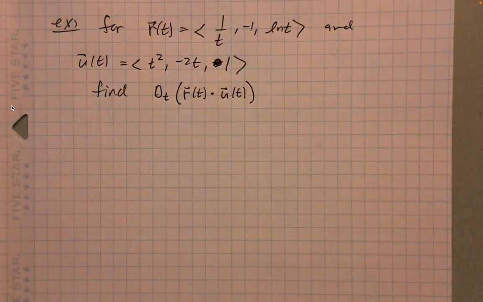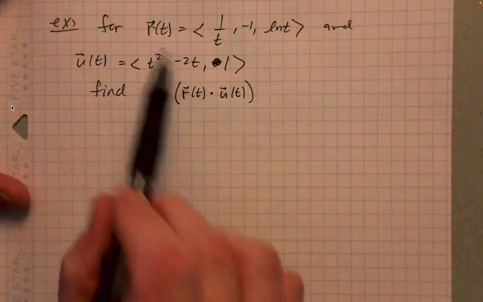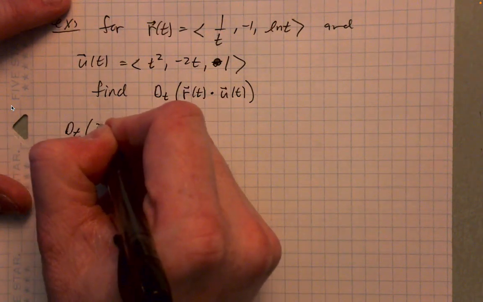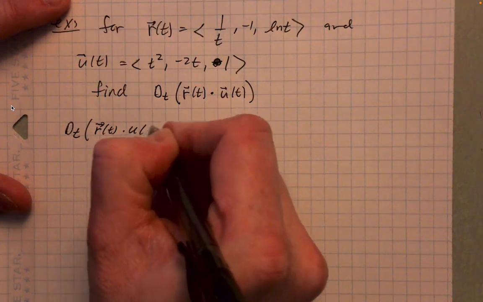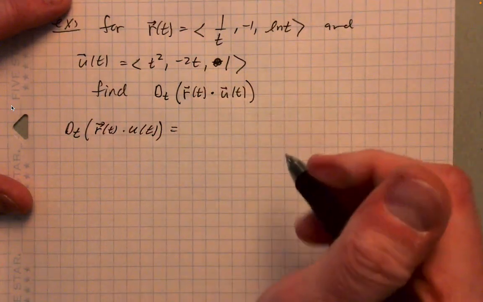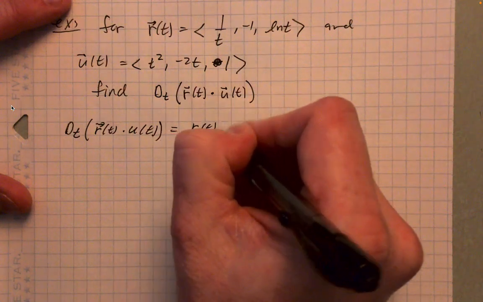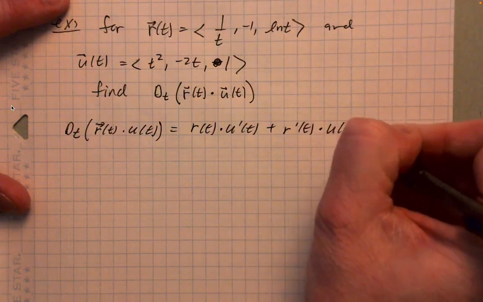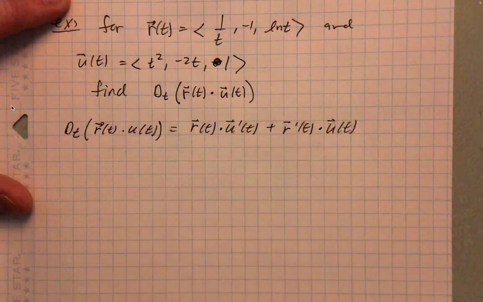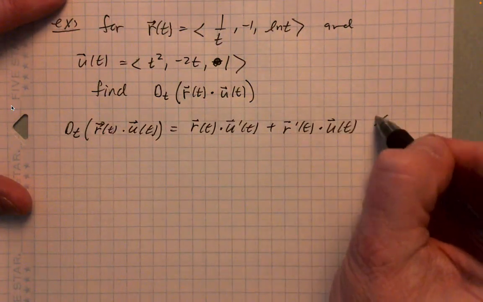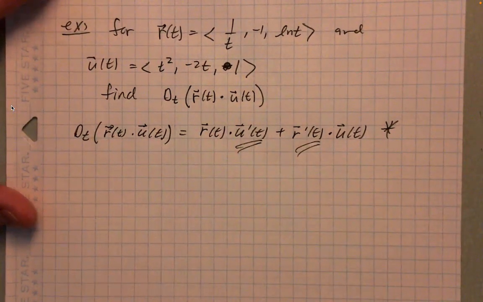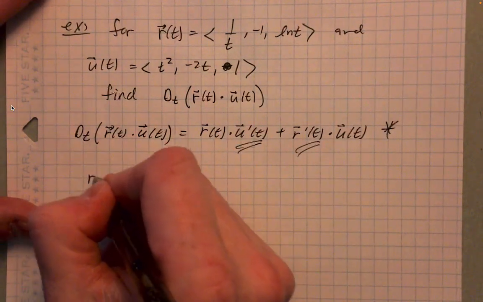So this is pretty much exactly what we just talked about. We first need to find r prime of t and u prime of t. Well, let's first make sure we know what we're doing here. So d/dt of r of t dot u of t is going to be r of t dot u prime of t plus r prime of t dot u of t. Now, these are all vectors, of course. So this is what we're going to apply, but we really are going to need the vector derivatives, the derivatives of r and u. All right, so let's calculate those really quickly first.